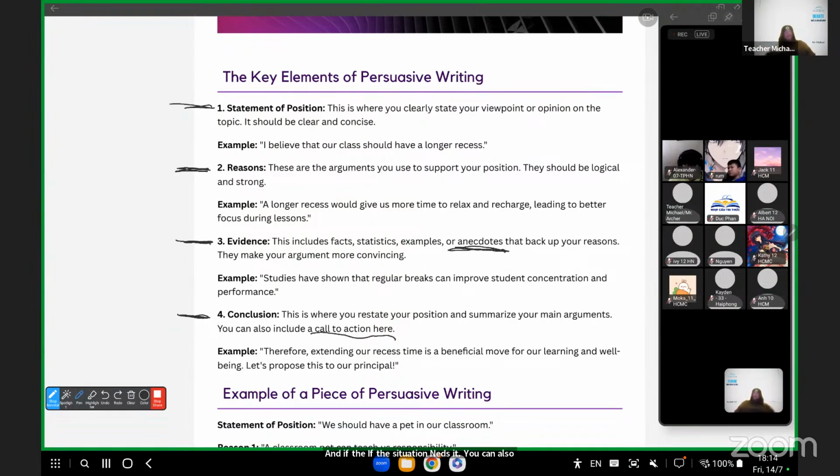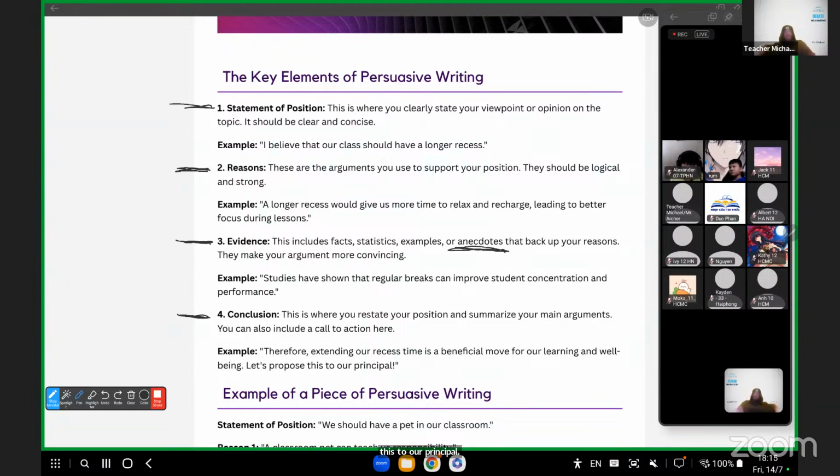So a call to action is, well, you'll see it in the example here. So my conclusion will restate my position and summarize my arguments. Therefore, extending our recess time is a beneficial move for our learning and well-being. Let's propose this to our principal.